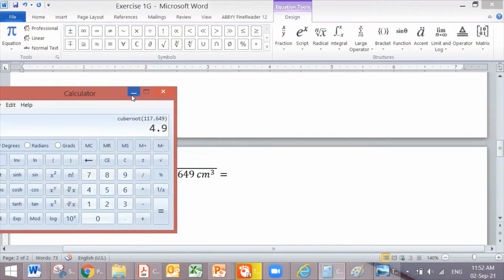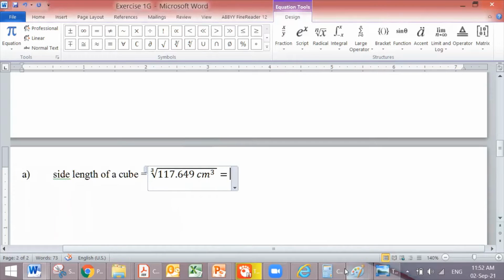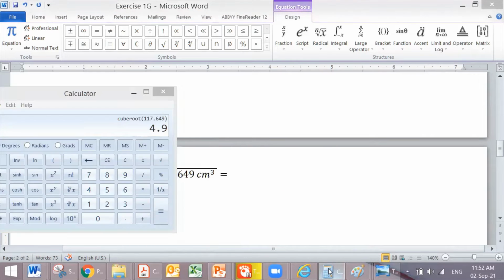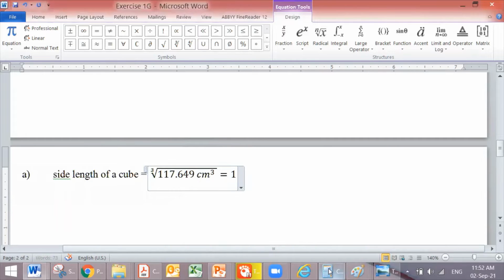Yes, it is 4 point... No, your answer is not correct, Ahmad. So this one is 4.9, and what will be its unit? Okay, this is for C. I am asking for A.